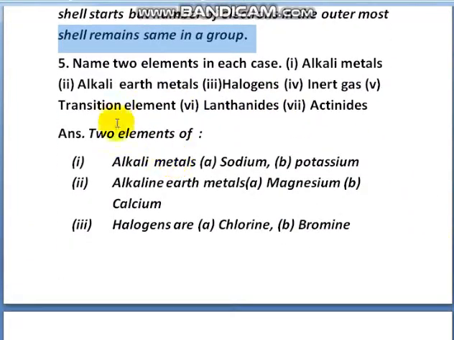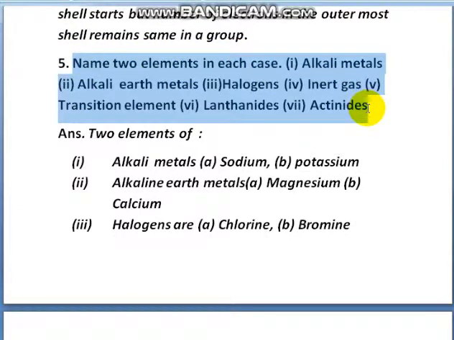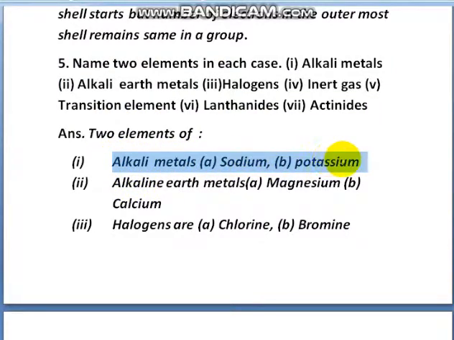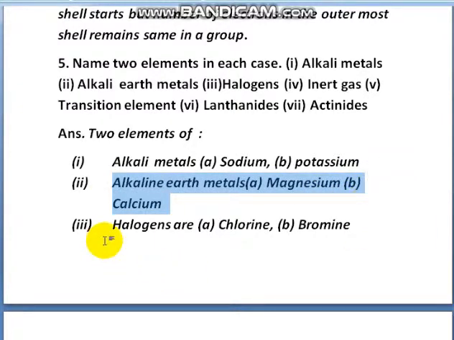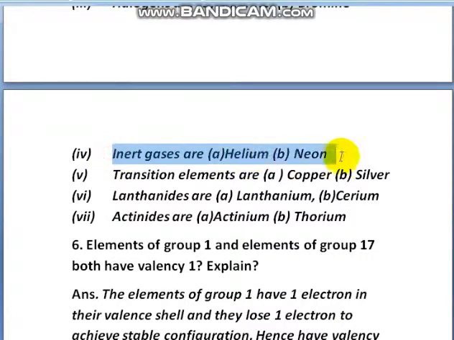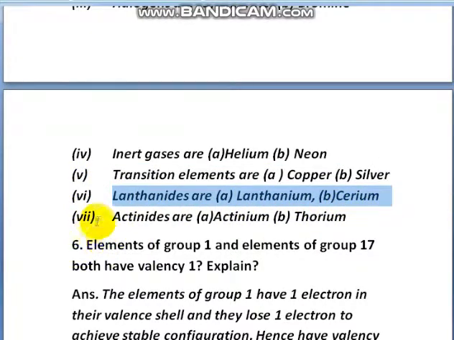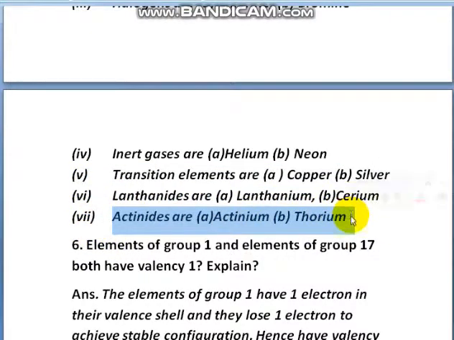Okay, next, what it is asking: name 2 elements in each case: alkali metals, alkaline earth metals, halogens, inert gases, transition elements, lanthanides and actinides. Here we can see alkali metal examples are sodium, potassium; alkaline earth metals are magnesium, calcium; halogens are chlorine, bromine; inert gases are helium, neon; transition elements are copper, silver; lanthanides are lanthanum, cerium; actinides are actinium and thorium.